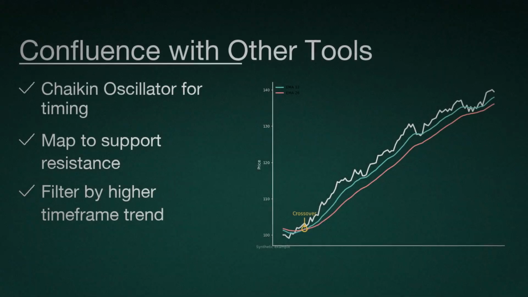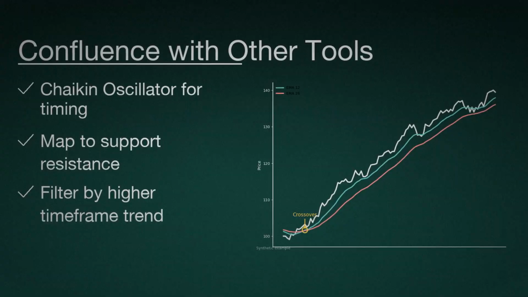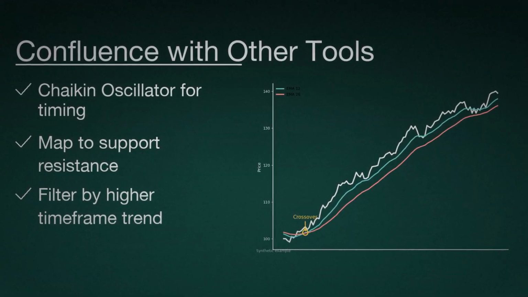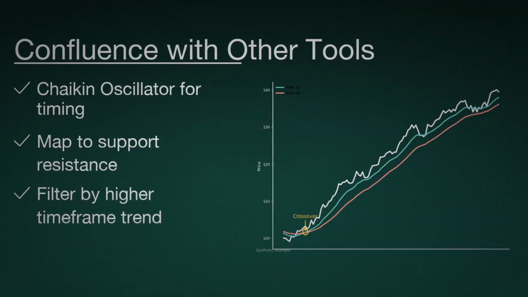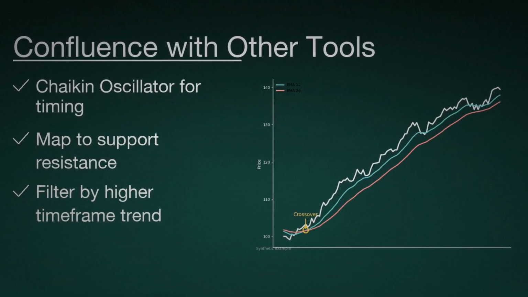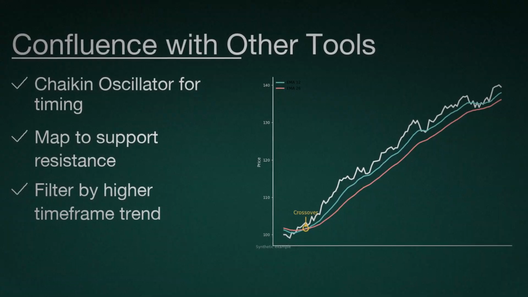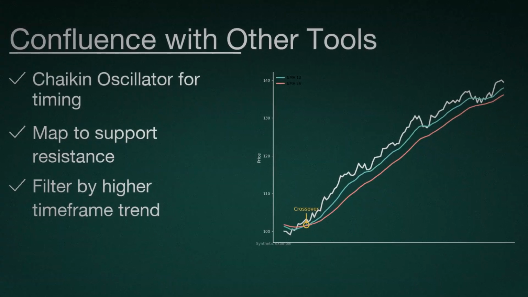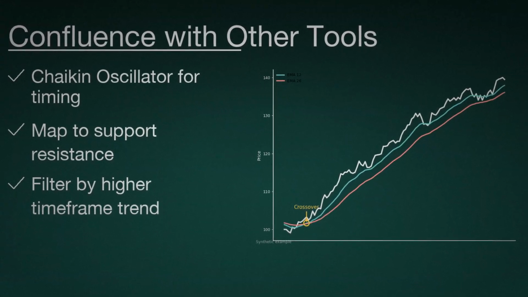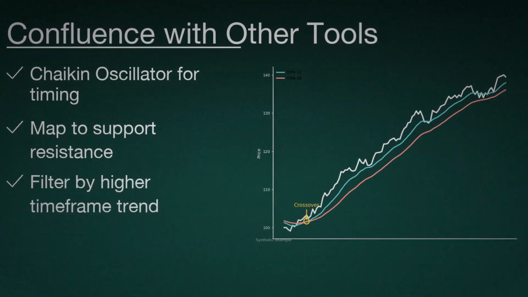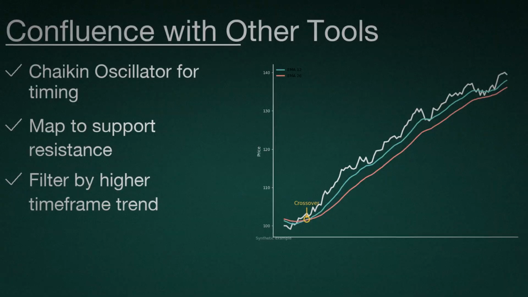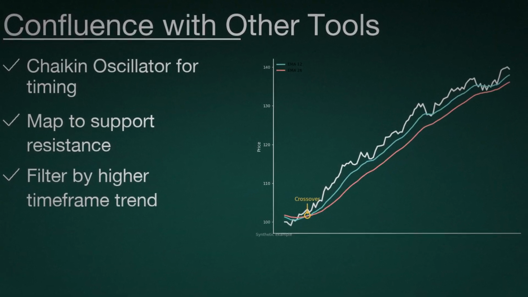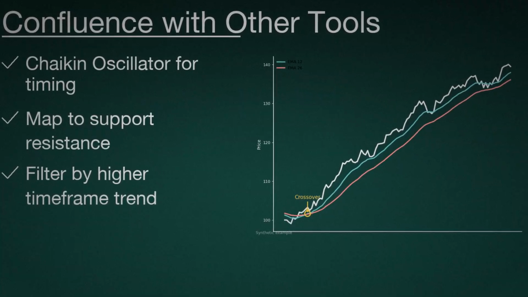The A/D line shines when stacked with other signals. Pair it with a Chaikin oscillator, which is the MACD of the A/D line, to time the inflection more precisely. Overlay support and resistance zones so your divergences trigger at meaningful price levels, not in the middle of nowhere. Combine with a trend filter like the 200-day moving average so you're taking bullish divergences in uptrending markets and bearish ones in downtrends. And confirm with relative volume to make sure the flow you're reading is statistically significant.